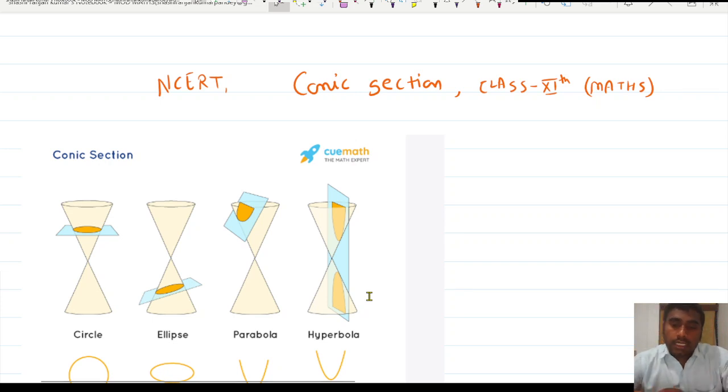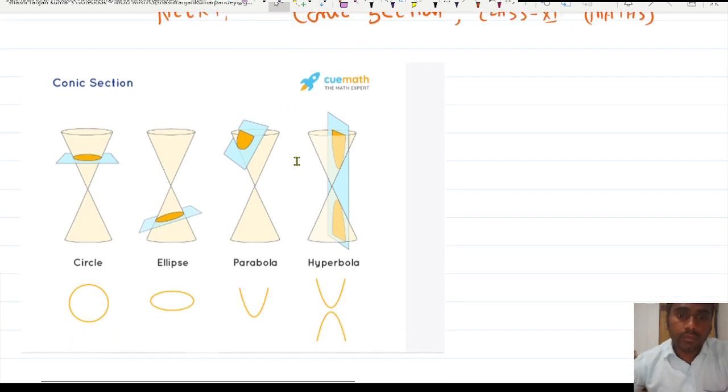Hello everyone, in this video we are going to start the next new chapter, that is the conic section. These are the various conic chapters for your board exam and your competitive exams also. So let us see in this chapter, conic section. What is the meaning of conic section?